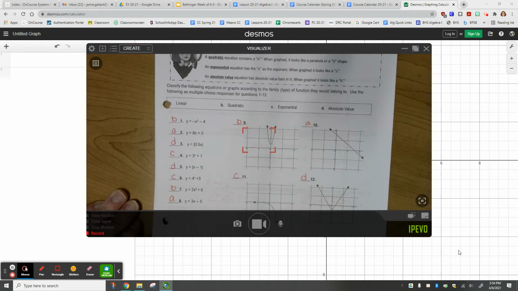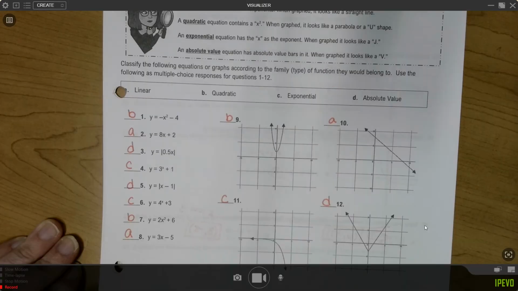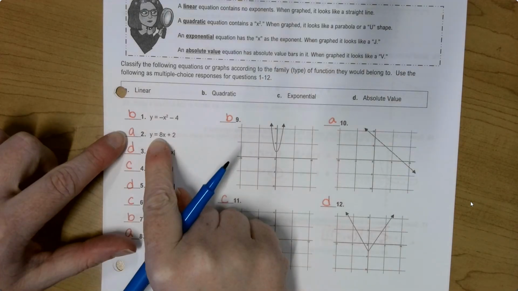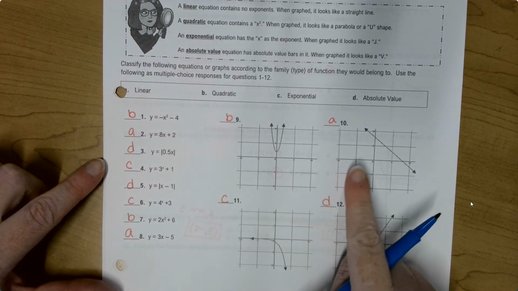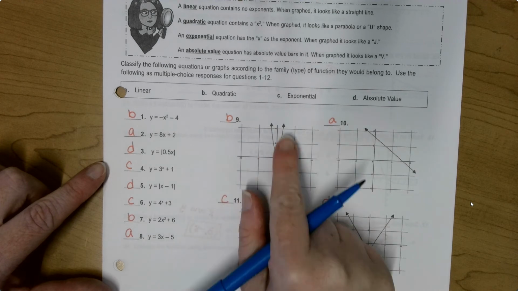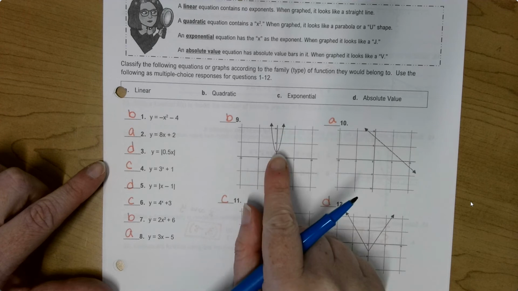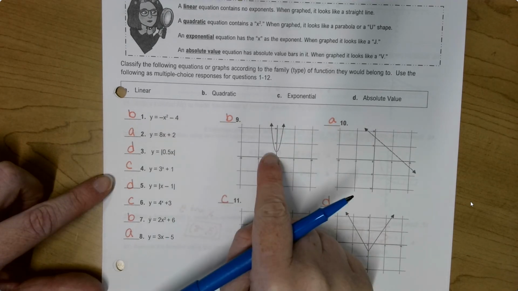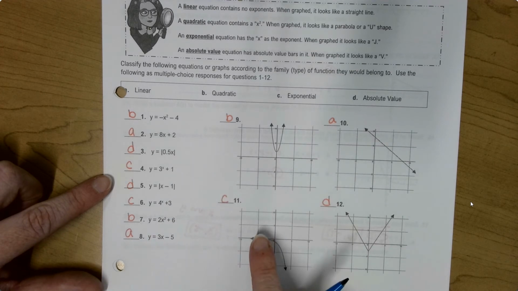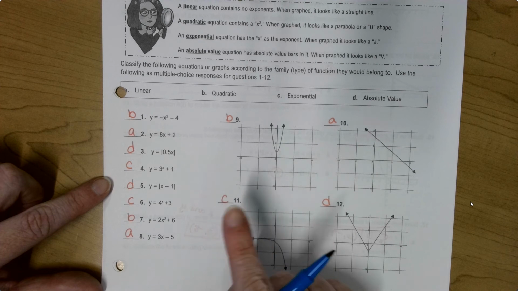Okay, so let's look at the spiral review. Linear is anything that doesn't have an exponent or graphs like a line. So that is everything marked with an A. So 2, 8, and 10 are linear. Quadratic is that parabola, that U shape, and anything that has an x squared. So we have 1, 9, and 7.